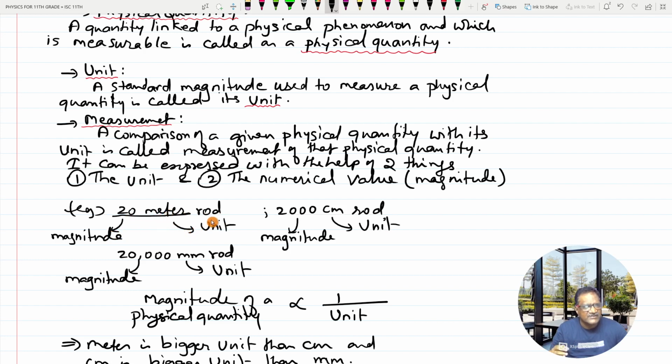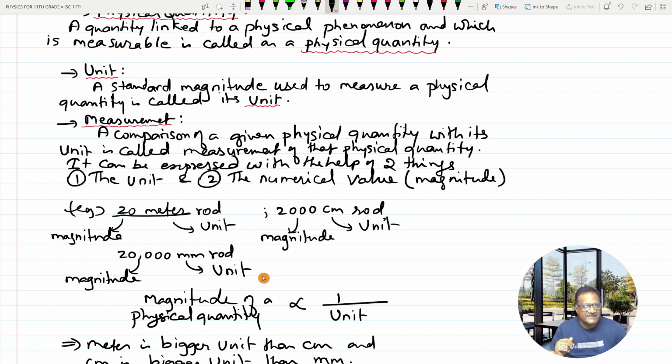Now, this 20 meter rod can also be expressed as a 2000 centimeter long rod. Okay, nothing wrong in that, because 20 meter and 2000 centimeter are one and the same, right? So when you say that the rod is 2000 centimeter long, what is the unit? The unit is centimeter, and what is the magnitude? 2000. So now you see that the unit has changed from meter to centimeter, and the magnitude has changed from 20 to 2000. But the length of the rod is still the same.